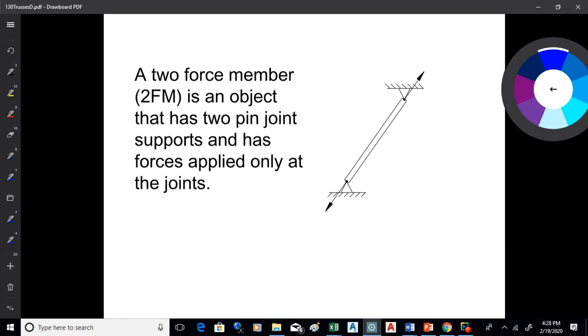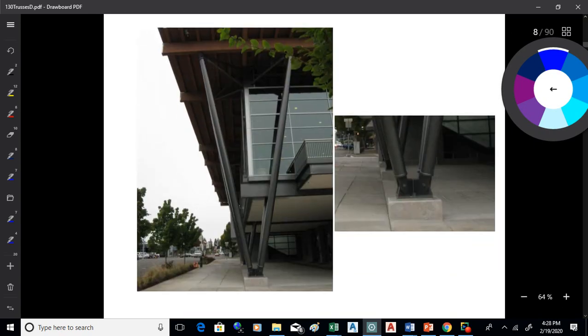Okay, a two-force member, which I'll abbreviate T2FM, is an object that has two pin joint supports and has forces applied only at the joints. So that's a two-force member right there. These struts that hold up the roof at the Salem Convention Center are two-force members. You can see the pin joints right there.